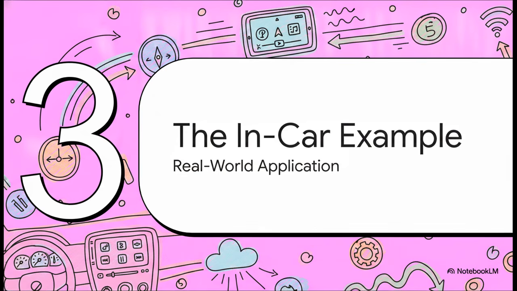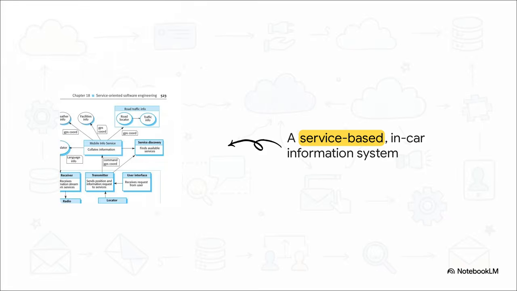Section 3, Real-World Application, the in-car information system. To really cement this abstract theory in your minds, let's ground it in a practical, real-world application from our textbook. The in-car information system is a brilliant example of how service-oriented systems actually operate in the wild.